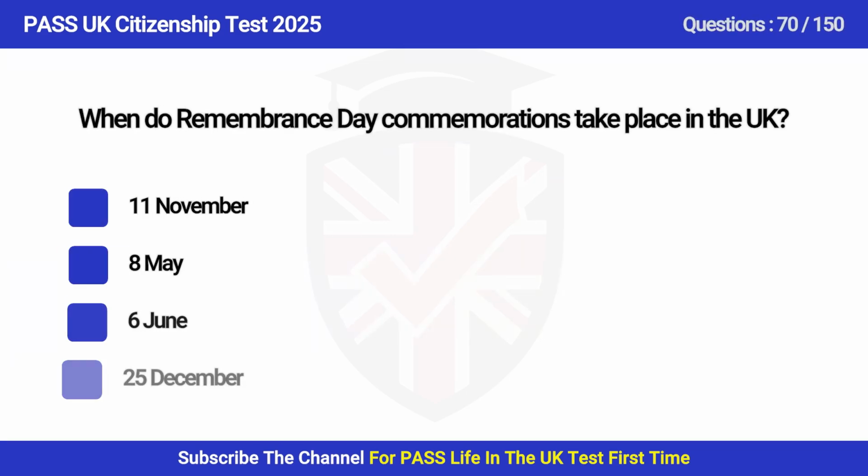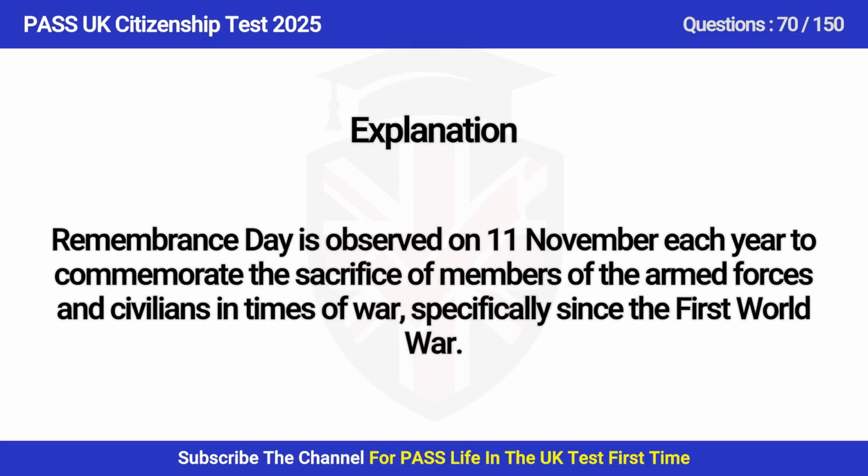Question 70. When do Remembrance Day commemorations take place in the UK? A. 11 November, B. 8 May, C. 6 June, D. 25 December? Answer is A. 11 November. Remembrance Day is observed on 11 November each year to commemorate the sacrifice of members of the armed forces and civilians in times of war, specifically since the First World War.